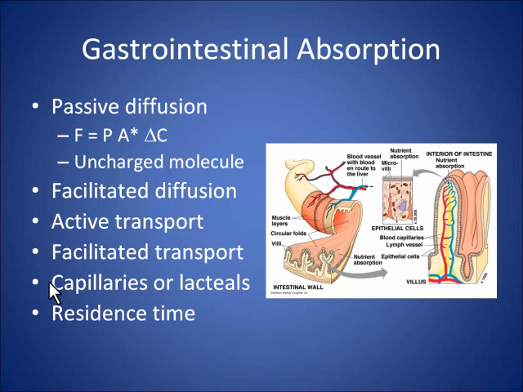Xenobiotics that are absorbed by the gastrointestinal mucosal cells then diffuse through the extracellular fluid until they reach the submucosal capillaries in the lamina propria. But some lipophilic xenobiotics may also enter the lacteals within the intestinal villi and first go through the lymphatic system before entering the circulatory system.